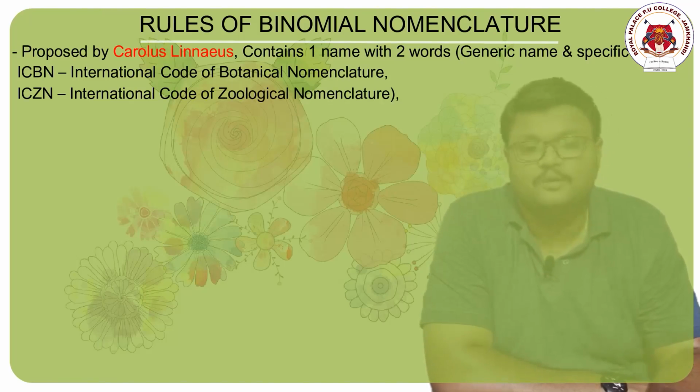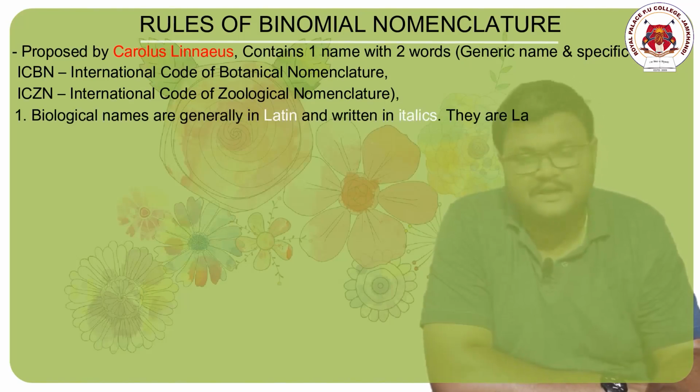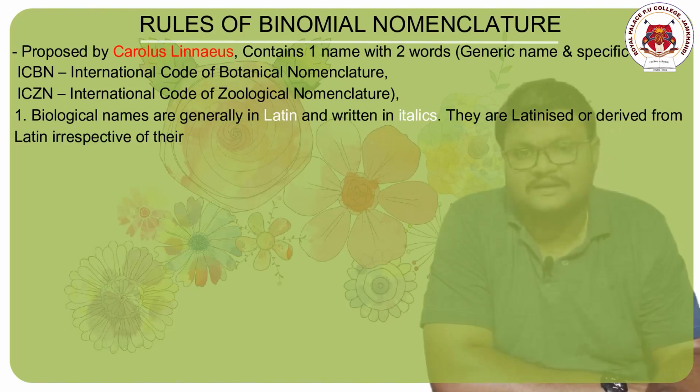So, some of the rules of binomial nomenclature. Rule number 1. Biological names should be in Latin and should be written in italics. One can easily ask the question, why only Latin? We can say that Latin is a dead language. Latin is not at all in use right now.